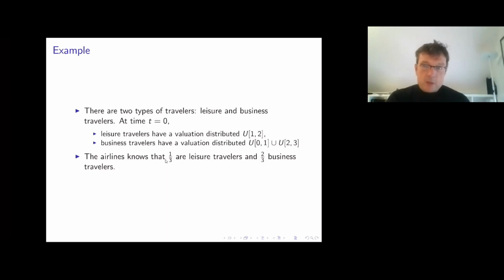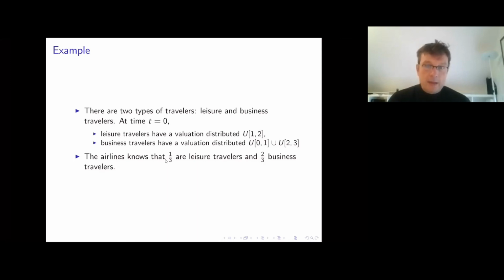What are we trying to capture with this model here? First, you notice that if I mix leisure and business travelers, I get a uniform distribution between 0 and 3 for their values. So if I'm not trying to make a distinction between leisure travelers and business travelers, and I'm going to try to sell just a ticket at the very last moment, on the basis of their true willingness to pay, then I simply have a uniform distribution between 0 and 3.